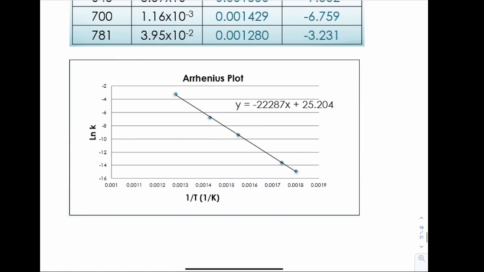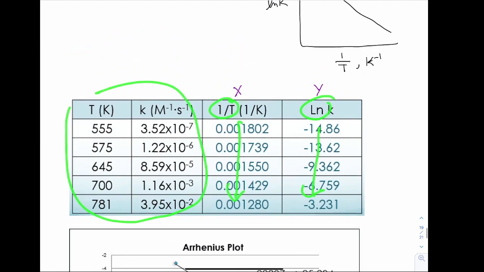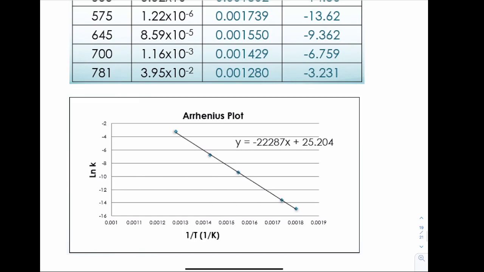If you have a problem similar to this in the homework, you're likely going to be given just those 2. Again, you're going to calculate these values, and then you're going to graph them and get the equation of your line. Our equation of our line is right here for us.